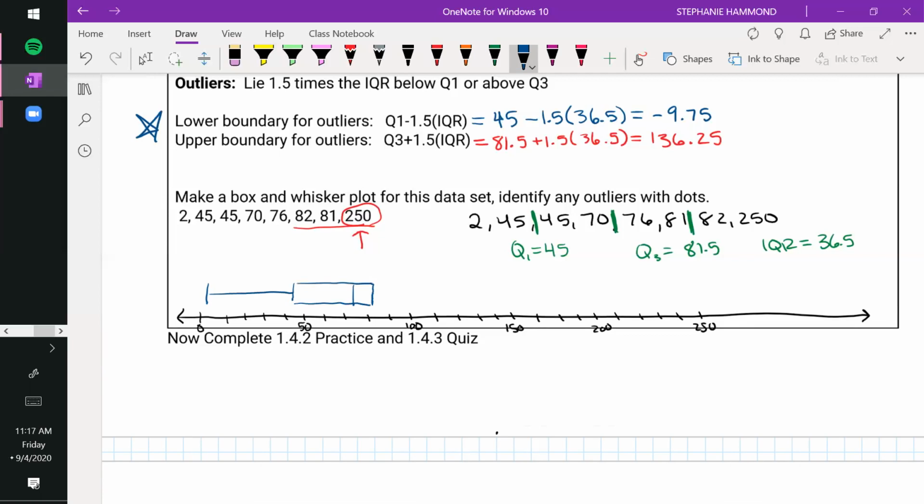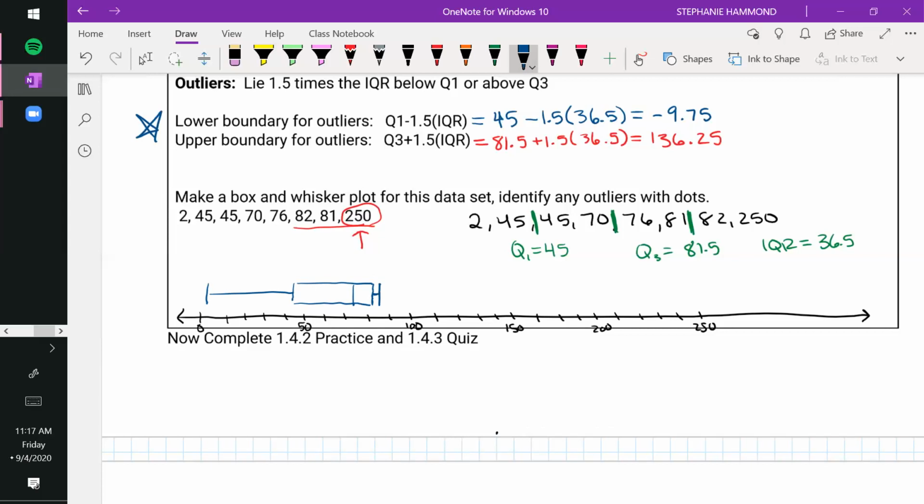And then for my maximum point, since my maximum is an outlier, if I was doing a standard box plot, I would use 250 as my maximum point and the end of my whisker. Since we're doing a more modern box plot, or a modified box plot, I'm only going to include my maximum point which is not an outlier. So my maximum point which is not an outlier is 82. So I'm going to go to 82, which is just a little higher than my third quartile.